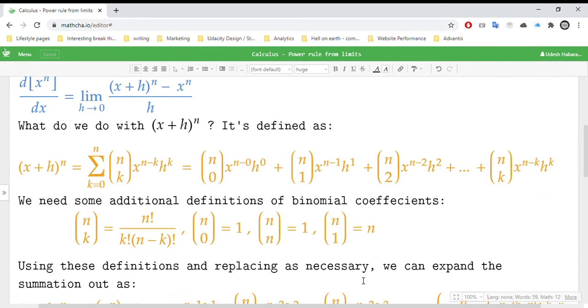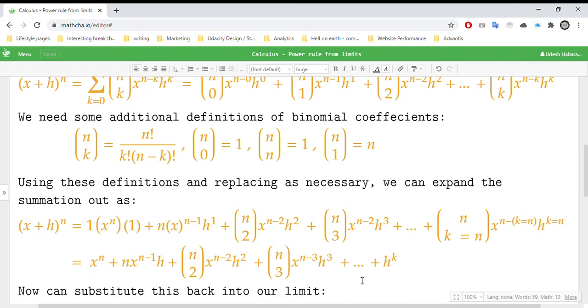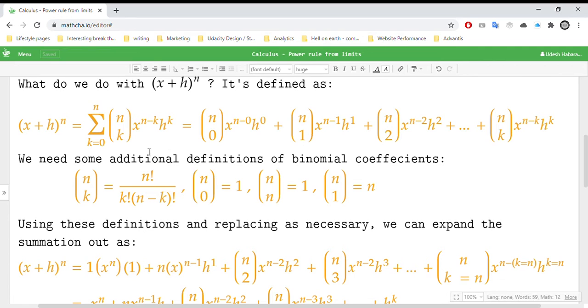Okay. So using these definitions, we replace them as necessary, and then we expand this summation out. So we have here n choose 0, x to the n minus 0 times h to the 0. We replace n choose 0 with 1 because we have that here. And x to the power of n minus 0 is just x to the n. And h to the 0, anything to the power of 0 is 1, so we get 1 here.